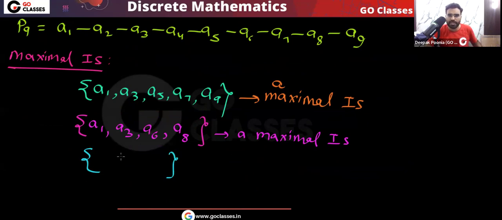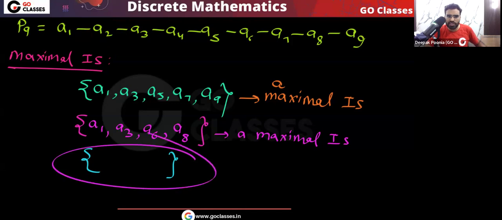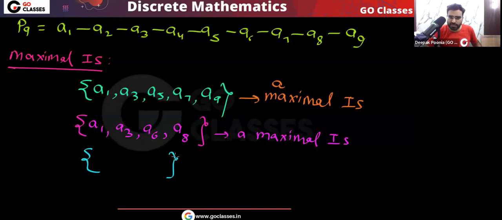Can we create a maximal independent set of size 3? That is the question. Okay, so let me check. To find the smallest maximal independent set, let me ignore A1, because I can take A2. If I take A2, I cannot take A1, I cannot take A3. Do you agree? Let me start with A2, because I want the smallest maximal independent set.